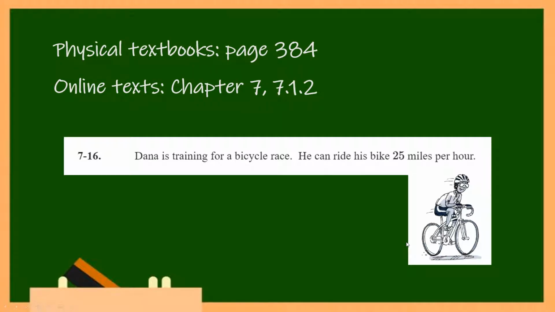If you're using that physical textbook, please turn it now to page 384. And if you're in the online text, we did move on to chapter 7, so please go to section 7.1.2. Regardless of which method you're using, we're going to be on 7-16, which is talking about Dana training for a bicycle race.